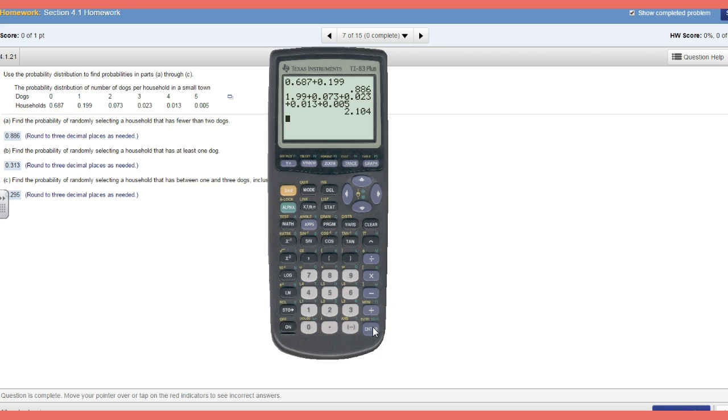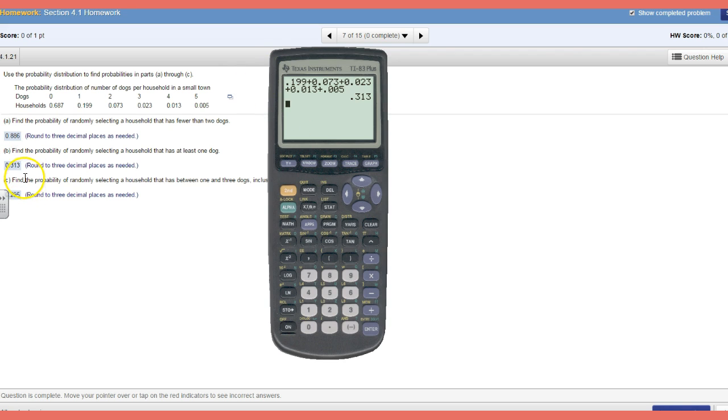Oh, I messed up somewhere. I know exactly where I messed up. It is 0.199 plus 0.073 plus 0.023 plus 0.013 plus 0.005. That gives 0.313, which is going to be the probability of having at least one dog.